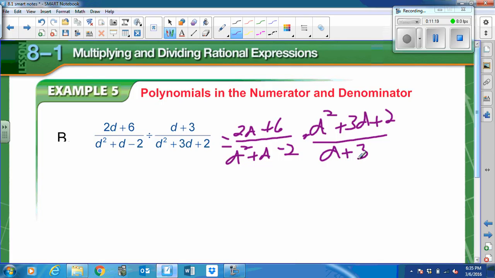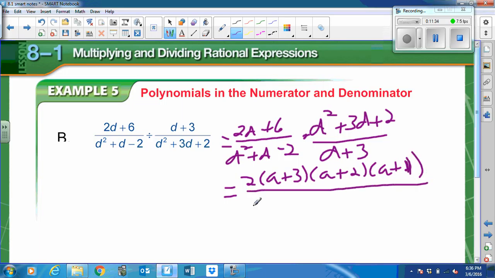So now to factor it, we get that this is 2 times d plus 3. And this one becomes d plus 2 times d plus 1. And this is going to be d plus 2 times d minus 1. And then we have d plus 3.